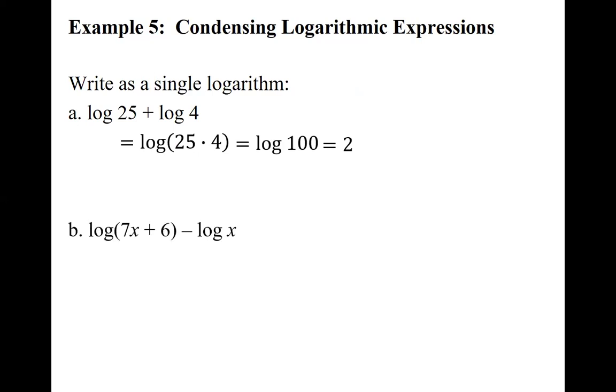Log of 7x plus 6 minus log of x. That 7x plus 6 is just there to distract us, make us think we can do something with it when we actually can't. We don't have any rules for logs of addition. But we're subtracting 2 logs of the same type here. That would be the log of division. Log of 7x plus 6 over x.